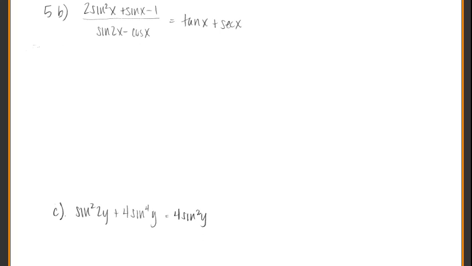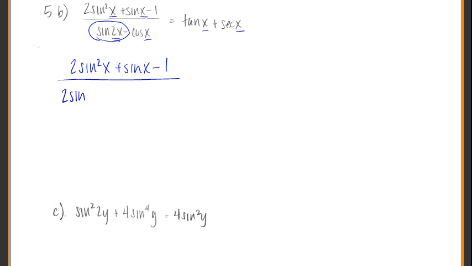Okay, 5b. Looking at the top, we have sine squared x, sine x, cosine x, but a 2x. Everything on the right is x and x, so it looks like we only have one term we need to at least shrink for right now. So we'll leave the top the way it is. And then in the bottom, I only have one formula for sine 2x. It's 2 sine x cosine x, and then minus cosine x.